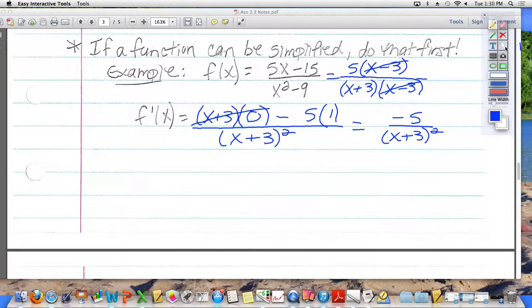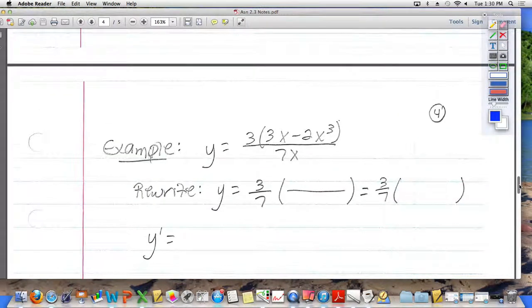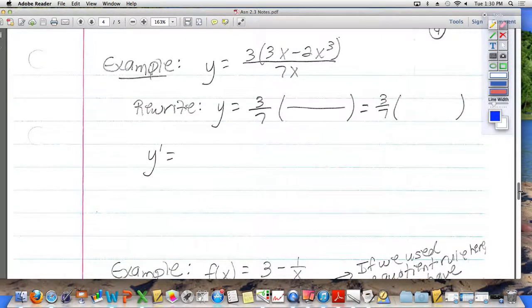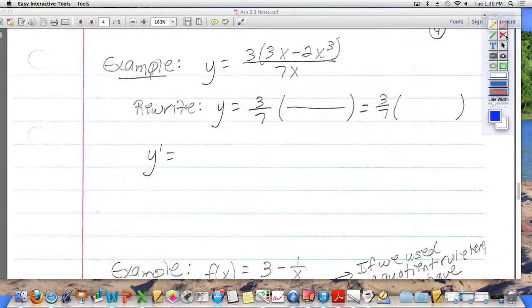From now on, yes, from now on. And I don't even know that I've given you one yet where it could be simplified. But now you will start seeing them from time to time.